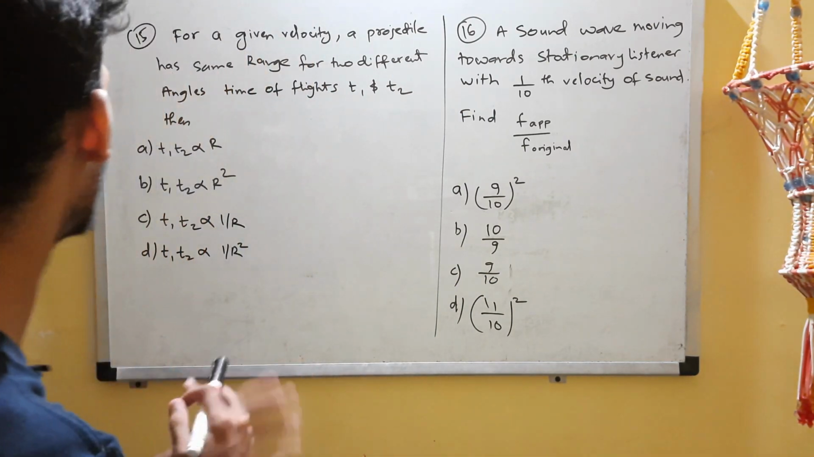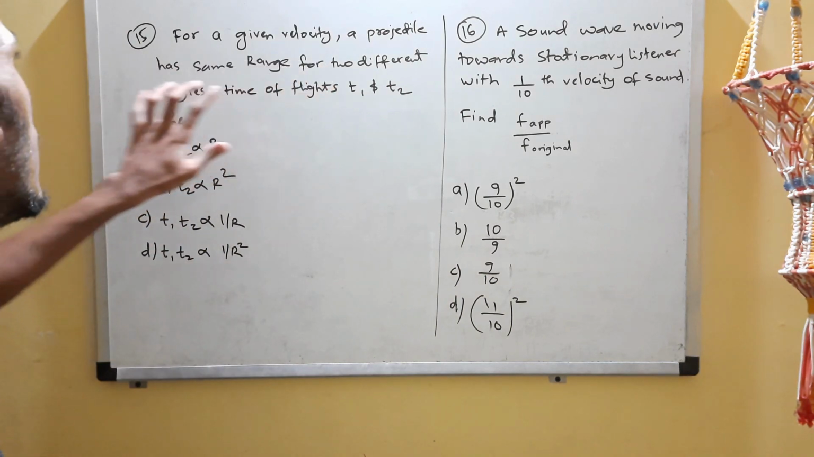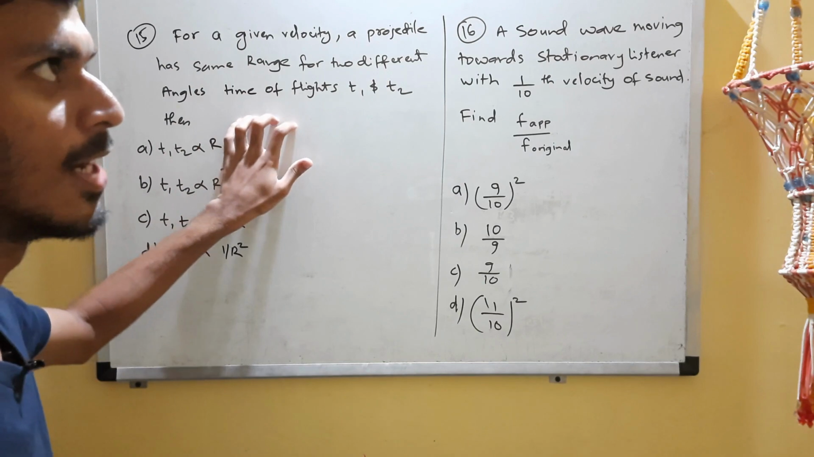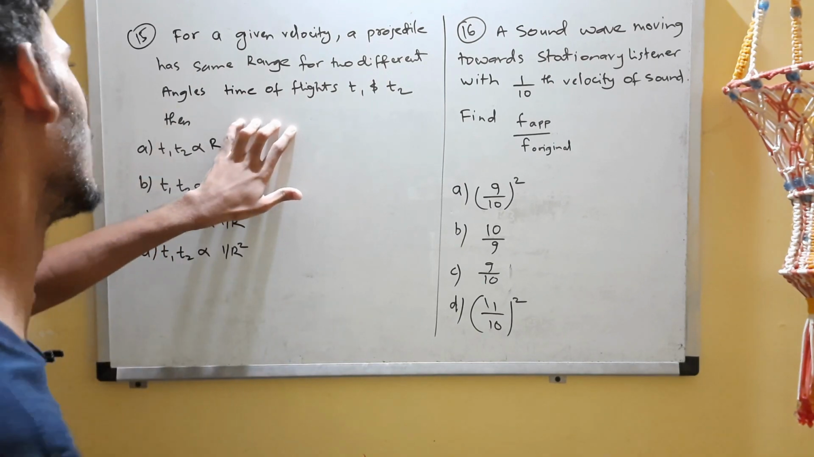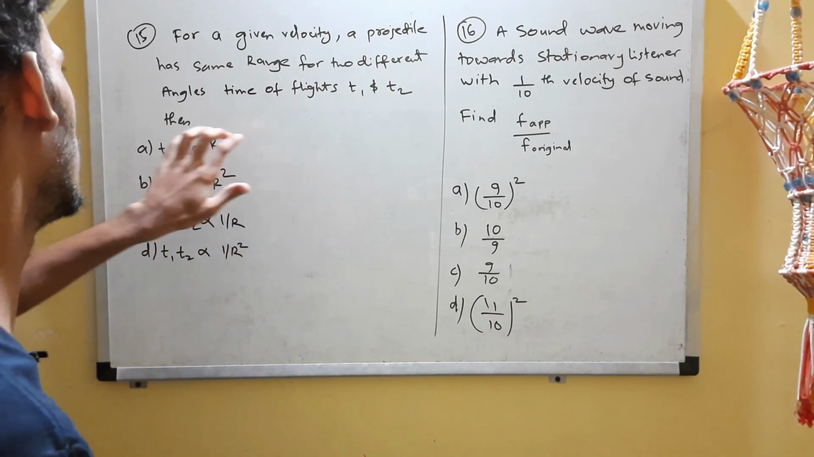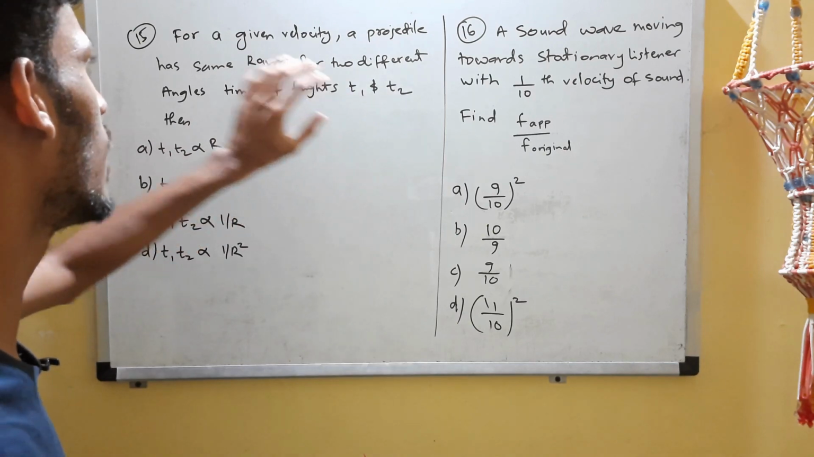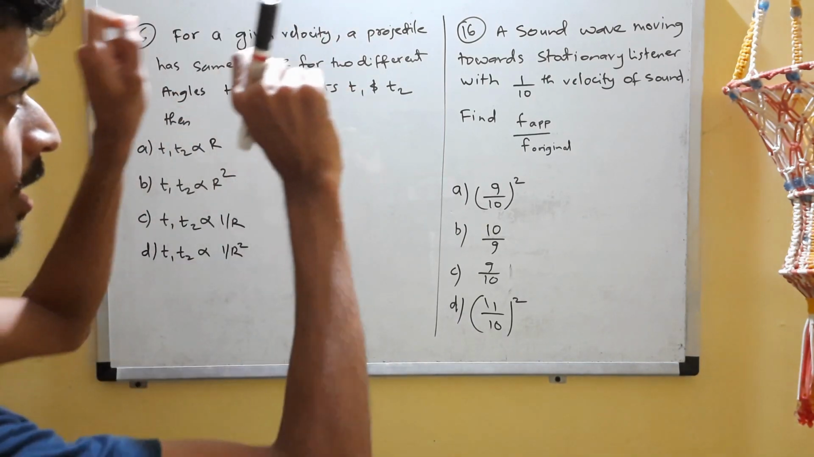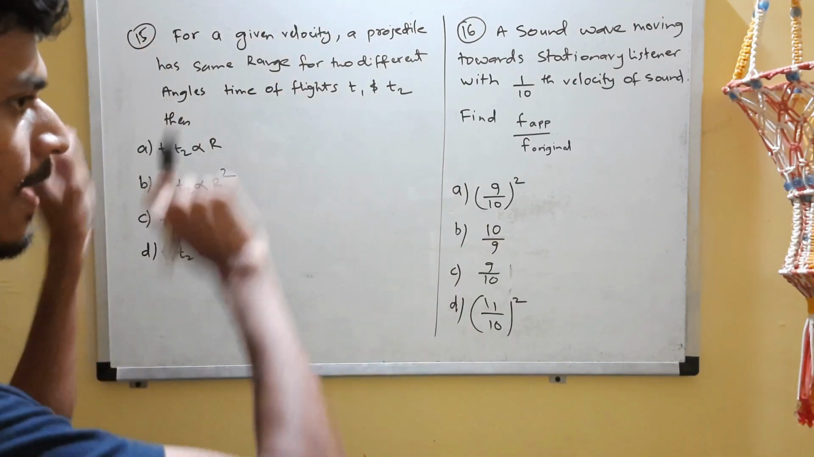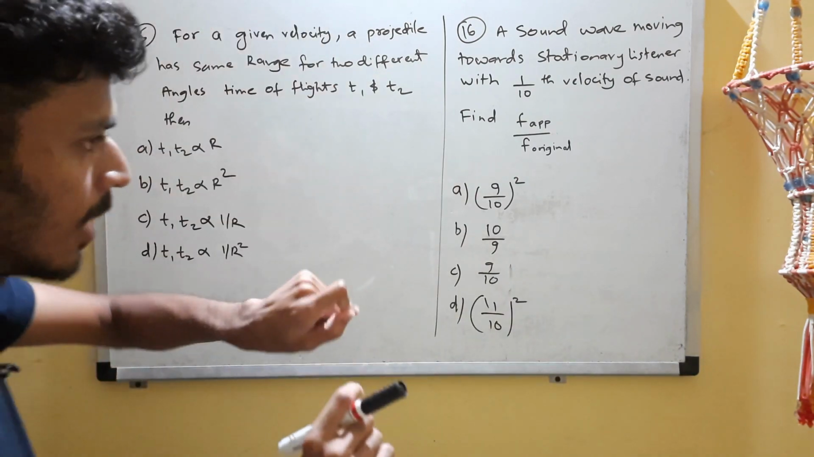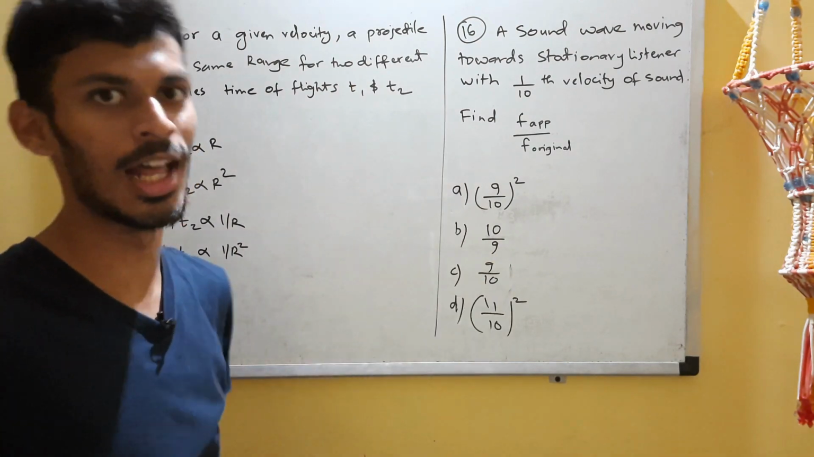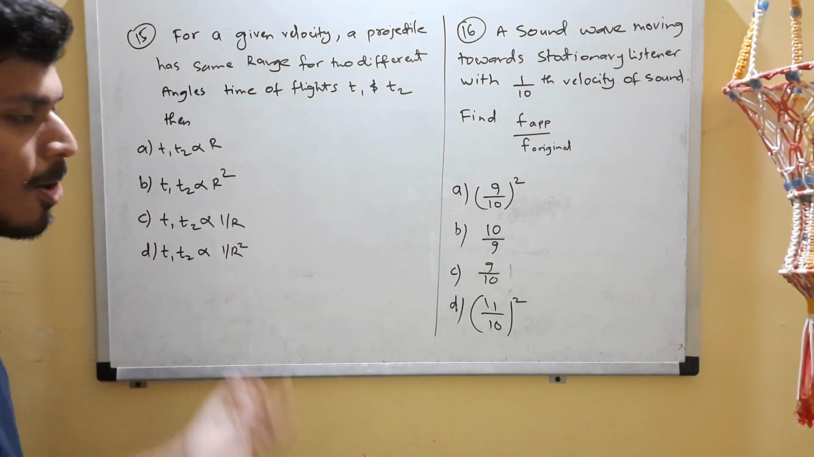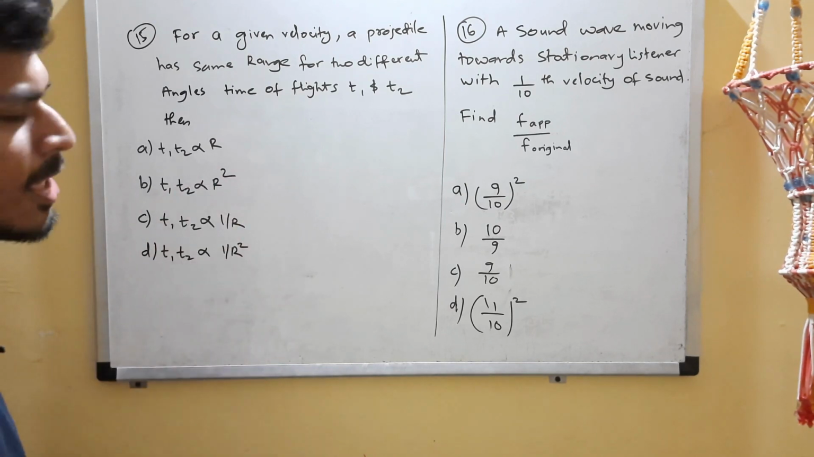So yes, let's get to question number 15. For a given velocity, a projectile motion has the same range for two different angles. Something should click for you over here. T1 and T2 are the times of flight for each of these projectile motions. So for two different angles, we have the same range, and T1 is the time of flight of this one, T2 is the time of flight of the other one. Then you are supposed to tell what their product is proportional to. Okay, R stands for range over here.